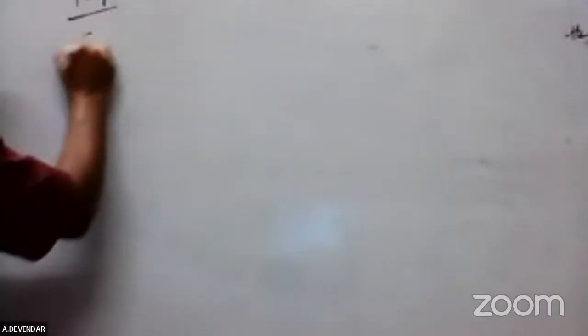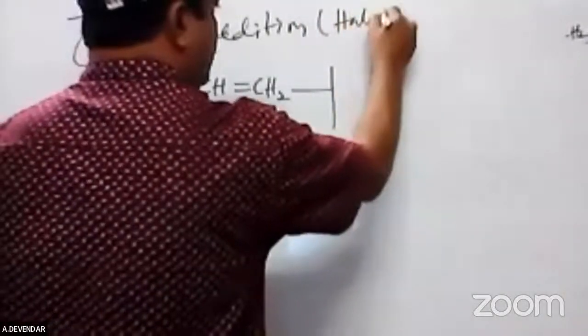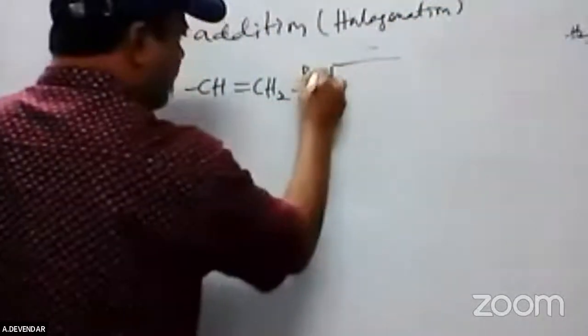And now the chemical properties, the main important chemical properties. One is 1,4 addition. What is 1,4 addition? We'll see that one. CH2 double bond CH double bond CH2. This will be with bromination, that means halogenation. 1,4 addition means halogenation takes place with the help of bromine.